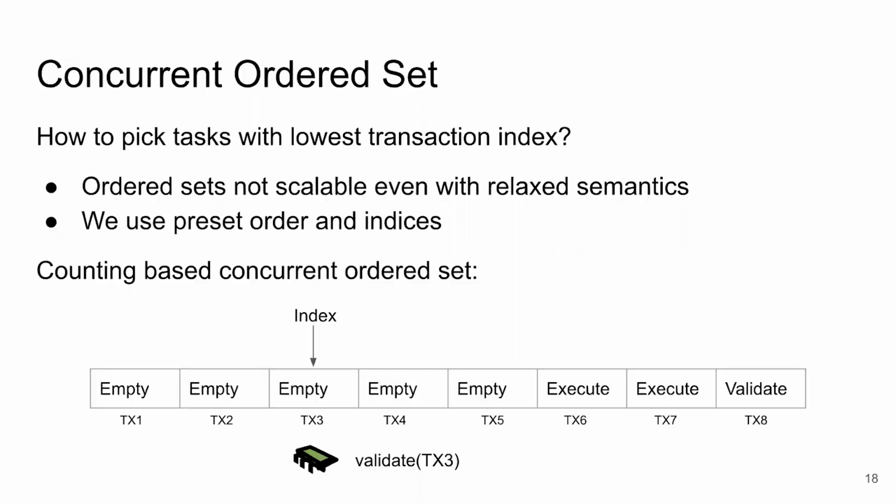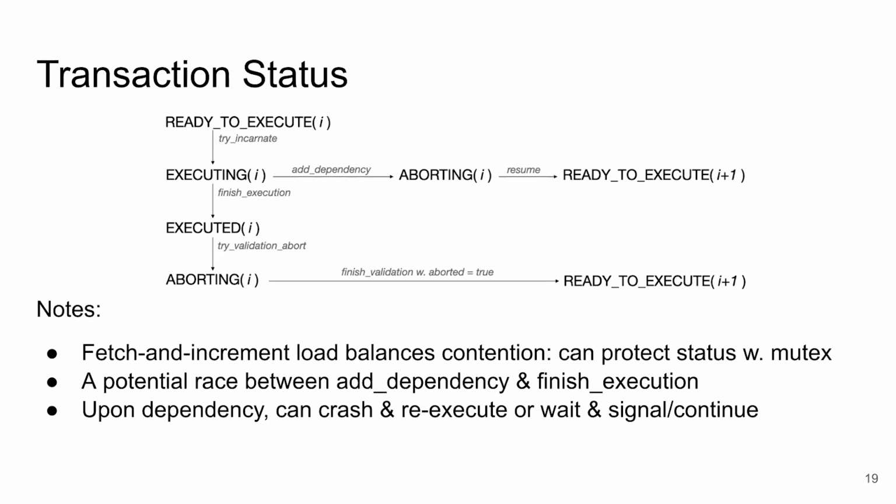In the beginning, we were doing some crazy lock-free things to build these statuses. Then in the process of productionization, we just replaced everything with locks. It's the same performance, because fetch-and-increment is basically a load balancer. I will not go into this. It's just details you have to deal with in implementations and proofs. We have about 12 pages of proofs to show that the algorithm is correct: that it will terminate and produce the same output as the sequential execution of the fixed order.